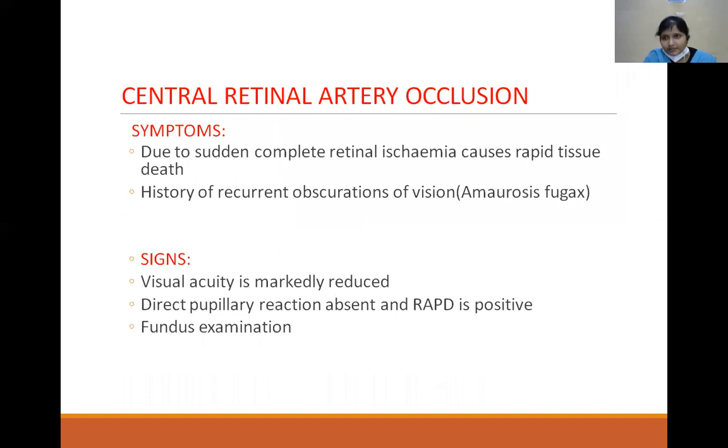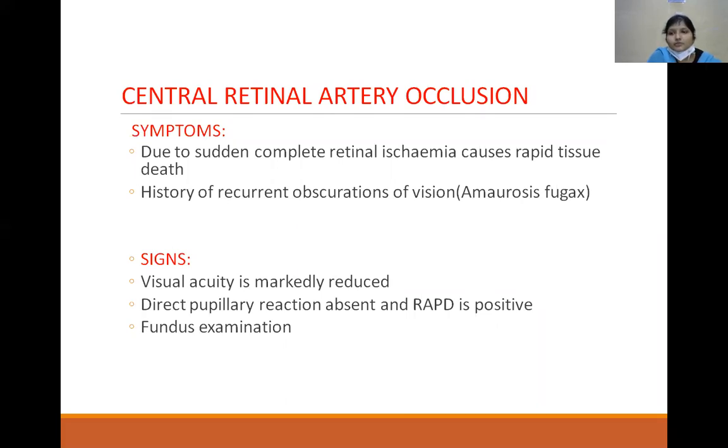So, in artery occlusion, we have central retinal artery occlusion, branched retinal artery occlusion, and cilioretinal artery occlusion. First we will deal with central retinal artery occlusion. It is more common when compared to BRAO. It accounts for about 65% of the causes of retinal artery occlusion. Here the central retinal artery is occluded at the level of lamina fibrosa.